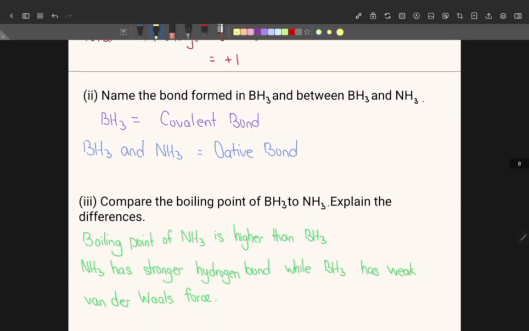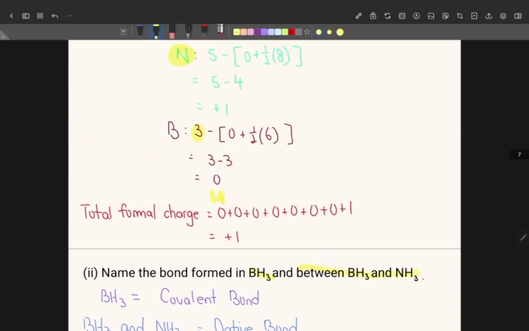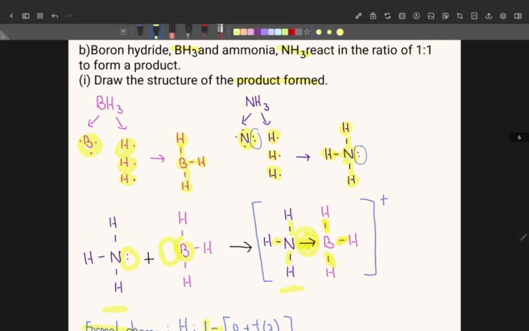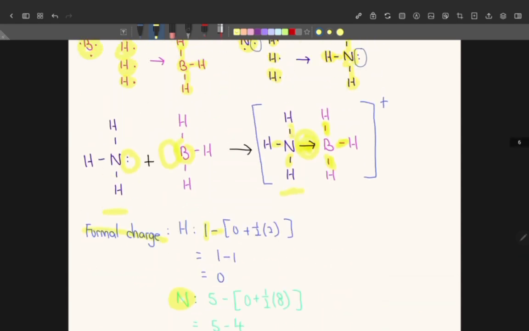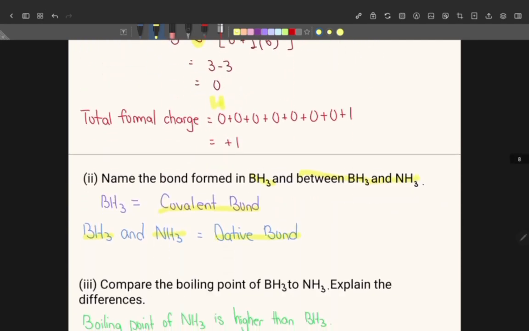Okay, next. Name the bond formed in BH3 and between BH3 and NH3. So in BH3, here, we already said it forms a covalent bond. And between BH3 and NH3 is this, the arrow. The arrow one is a dative bond.